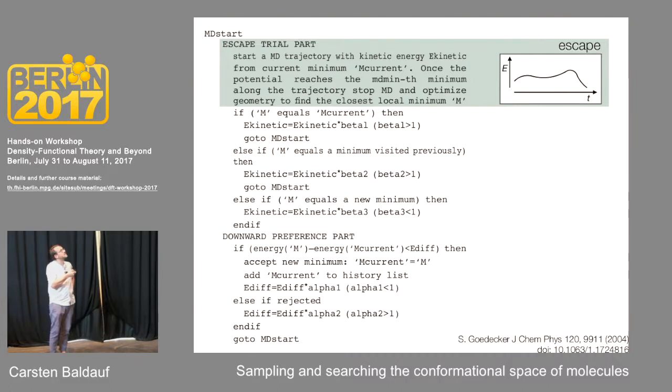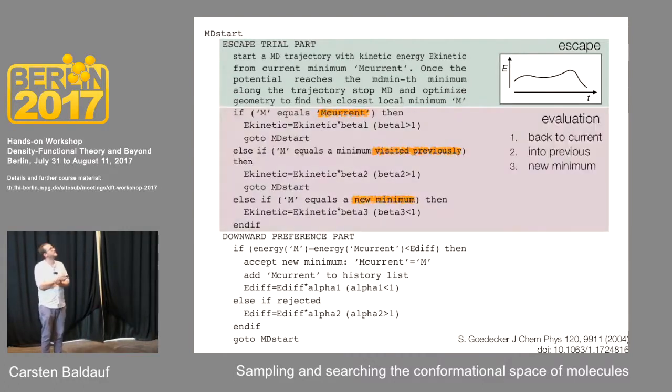So that means that you start at the point where you are, at the current minimum, you give the system a bit of energy and let it evolve in an MD simulation. This you do until the potential energy in this MD simulation briefly peaks, gets high, and goes down again. This is the moment you stop the MD and do a local optimization, hoping that you end up in the next local minimum. The next thing is you have to evaluate. You have to check whether you fell back to the current minimum, fell into the previous minimum, or if you are in a new minimum.